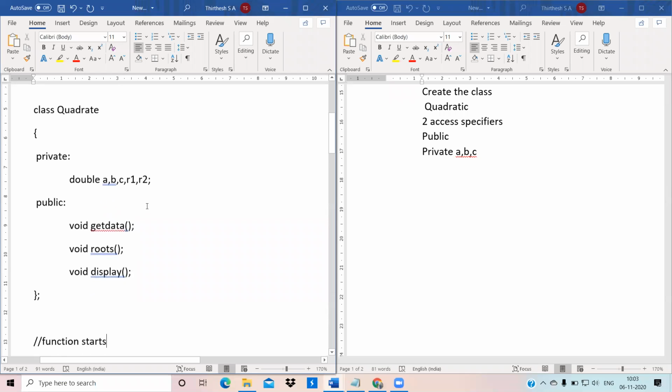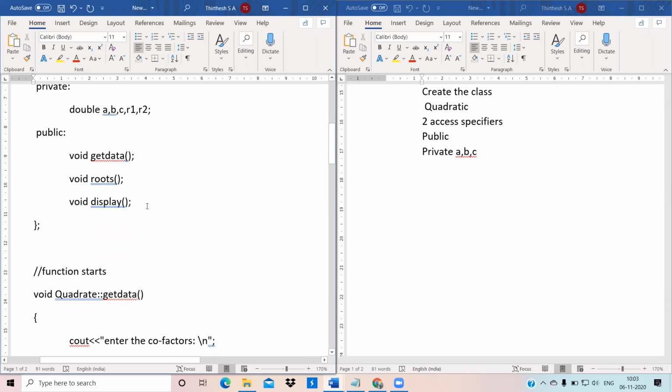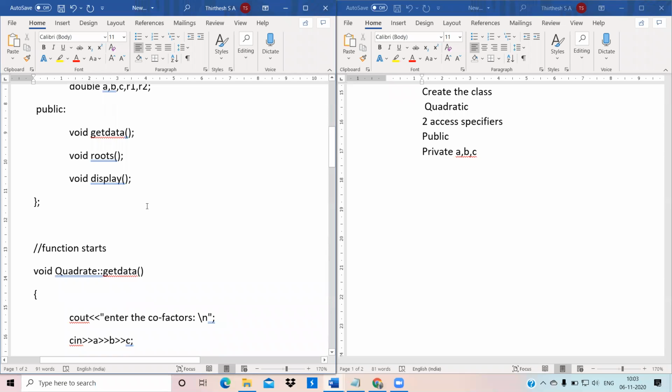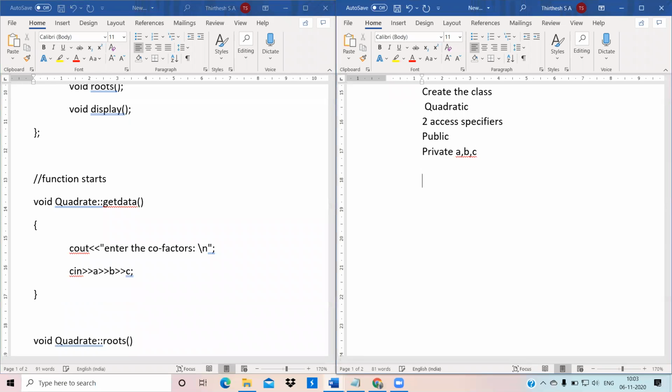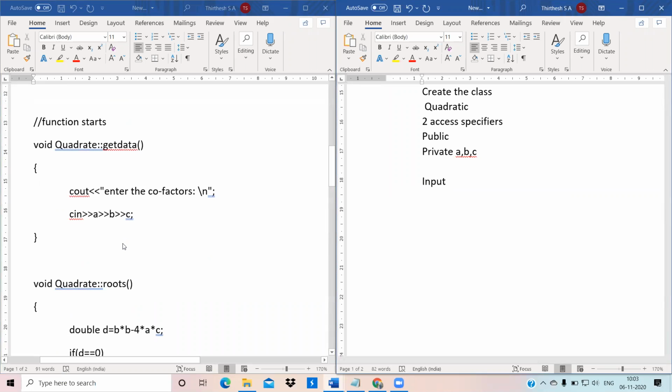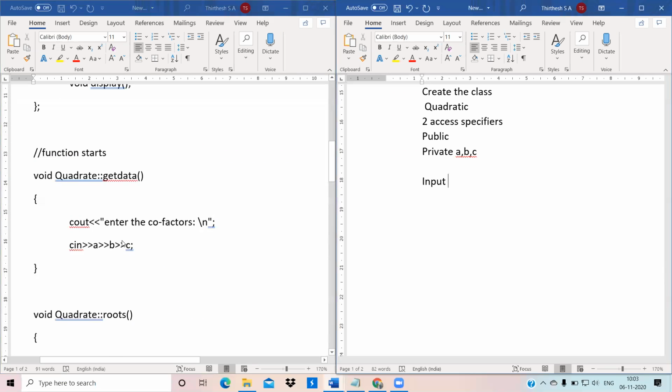Then we have declared member functions called get data, root, and display: void get data, void root, and void display. After this, the actual function starts. First, you should take an input. To take an input, we should give the coefficients. As I already discussed, we take the coefficients in the get data function, the input function, where we enter the coefficients a, b, and c.